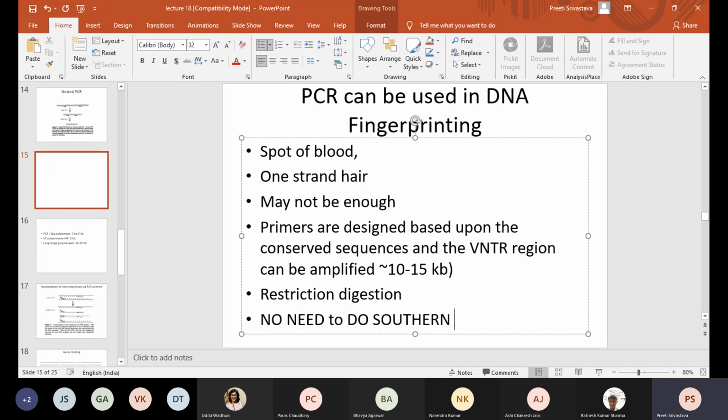Why do you think southern blotting is not required now? I hope you can answer this question very easily.